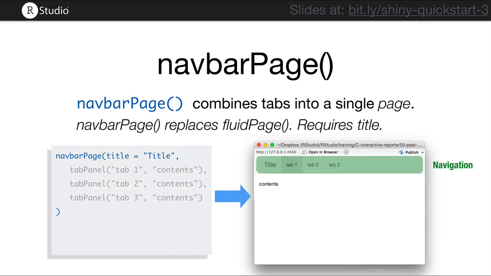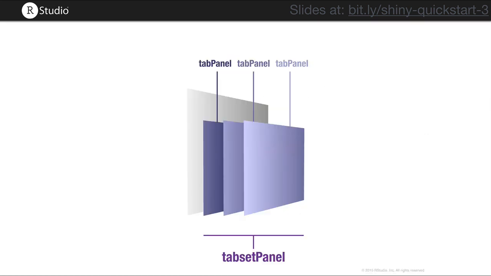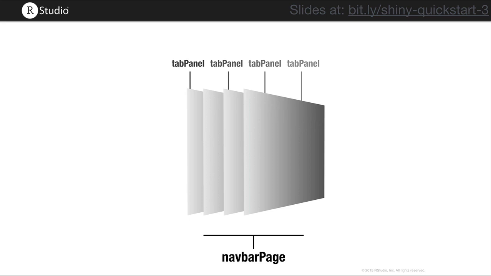So just like before, we get to give the navigation and the contents. But in this case, the whole page will be the contents. With tab set panel, you could conceivably just put a tab set panel in the sidebar or in a main panel or just some portion of your app. But with navbar page, the entire app is the stack.